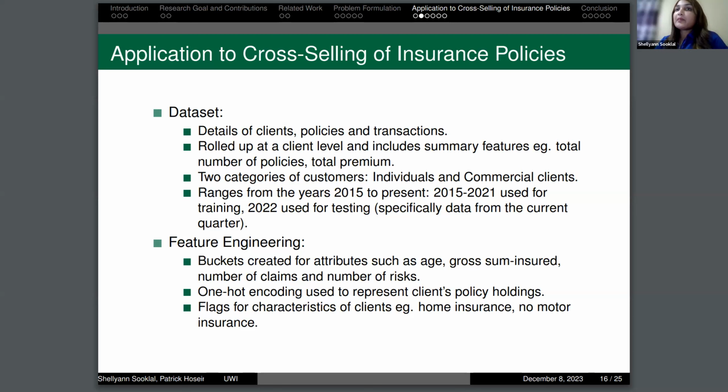We also created buckets for continuous values such as age and sum insured gross. We use a one-hot encoding approach to represent the client's policy holdings. And we created flags for specific details on the client, such as if they have home insurance but no motor insurance.